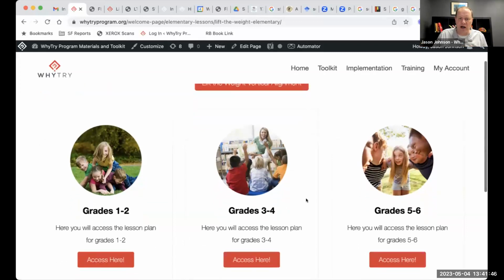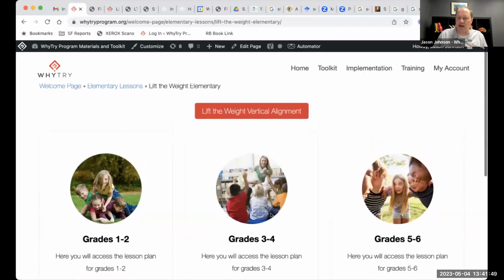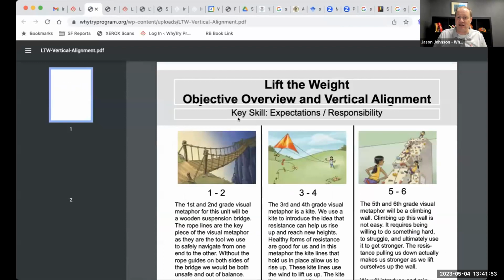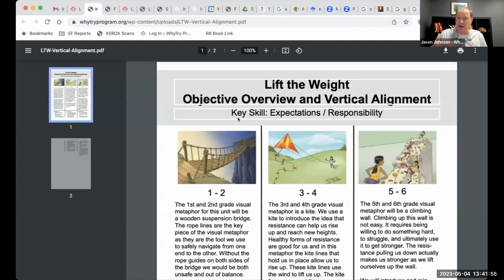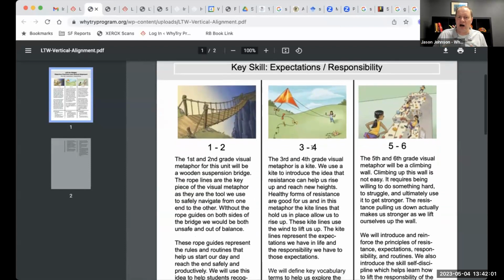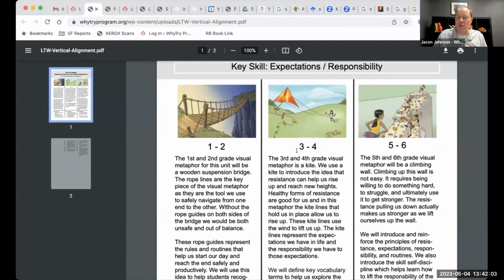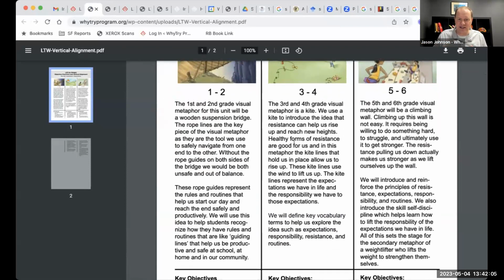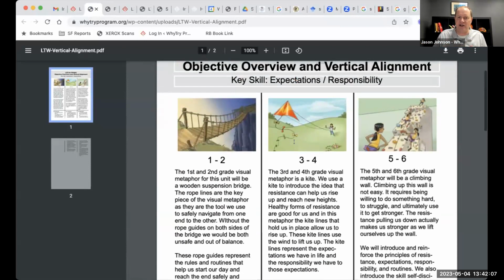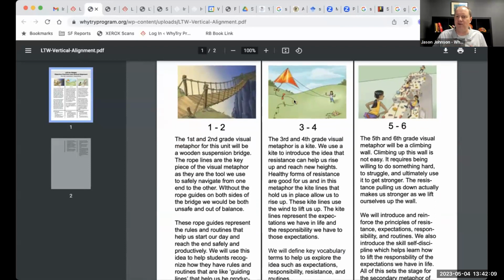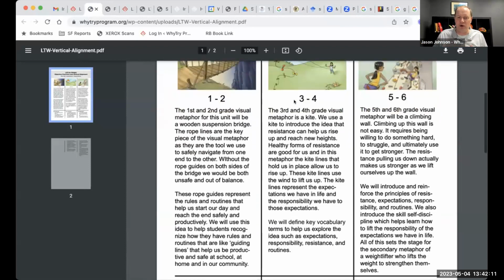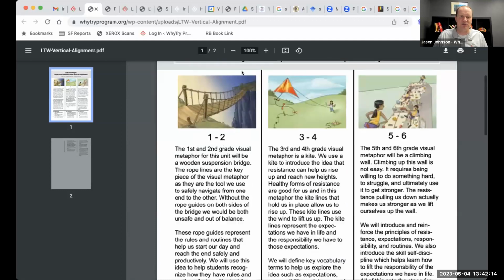And the one I'm going to be walking you through comes from the 3rd and 4th grade section. It's really fun. So if I click on the vertical alignment, you'll see that same document. This will be included in the resources that we're going to share with you. You can see the overview. I will be teaching from the 3rd and 4th grade alignment. So you can see what we're looking to teach, and it has a brief abbreviation of the visual metaphor that we will use to teach, as well as our objectives.